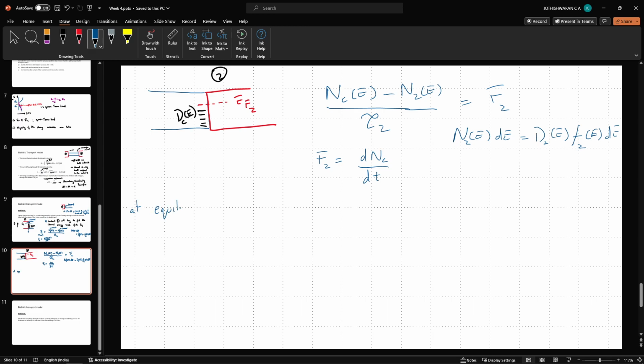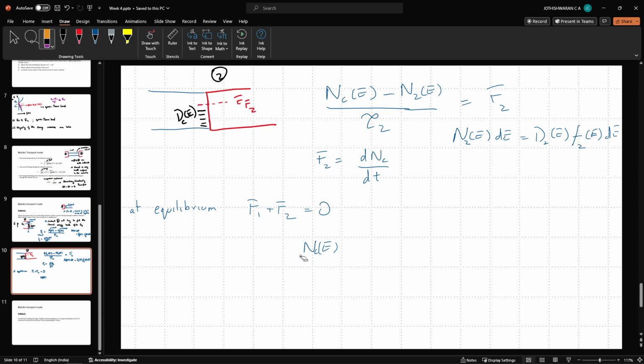At equilibrium, we know the following. We know F1 plus F2 should be equal to 0, because the rate at which the electrons are coming in should be equal to the rate at which the electrons are getting pulled out. So from that, what we will get is NC of E.